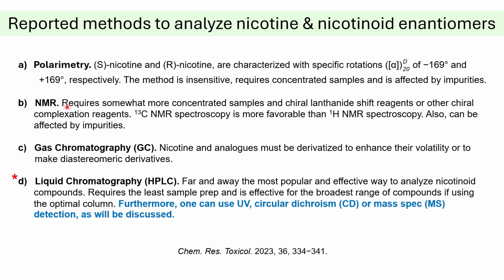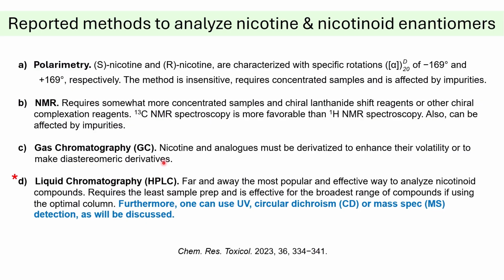NMR has been reported as a possible method. It also requires somewhat more concentrated samples. Also, you must have chiral lanthanide shift reagents or other chiral complexation reagents. C13 NMR is thought to be a little more favorable than proton NMR. The technique also can be affected by impurities. GC has been reported in a few cases for the analysis of nicotine and nicotine analogs, but you have to remember that these compounds must be derivatized to enhance their volatility or to make diastereomeric derivatives.